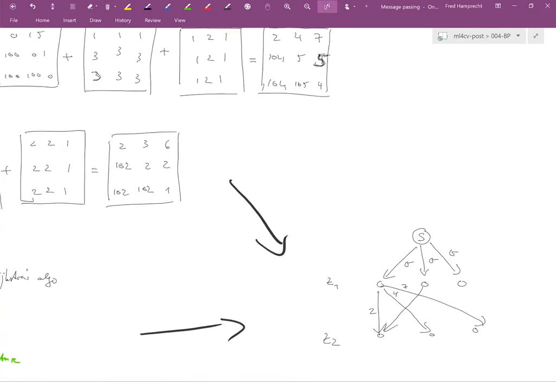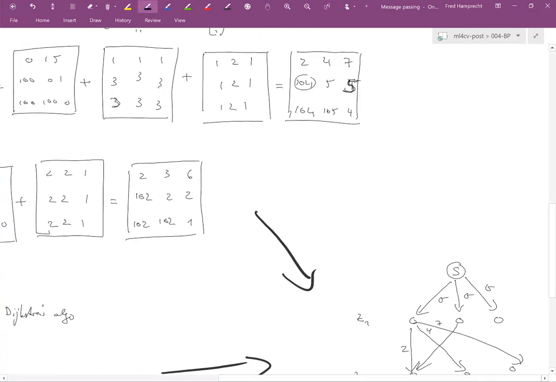Yeah, it was illegible, but 104. So 104, and this one has a cost of 5, and this one has a cost of 5 after your correction, and this one has a cost of 104, and that one has a cost of 105, and this one has a cost of 4.